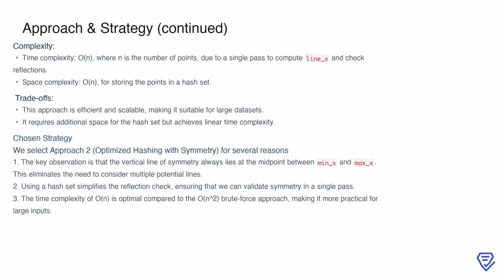Ultimately, this approach is both practical and scalable. By focusing on the midpoint between min_x and max_x, we eliminate the need to consider multiple potential lines of symmetry. Additionally, leveraging a hash set simplifies the reflection check, allowing us to validate symmetry in a single pass. When comparing this to the brute force method, the optimized approach is clearly superior, especially for larger inputs.